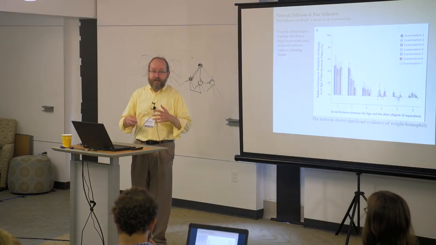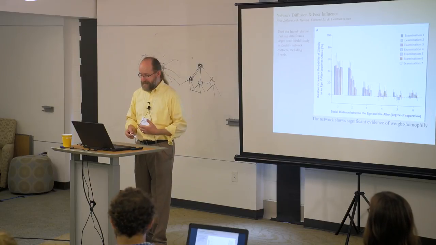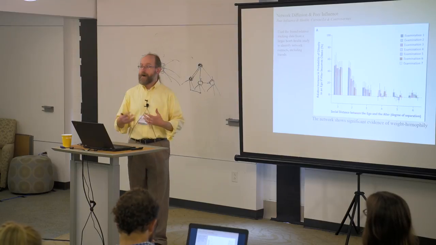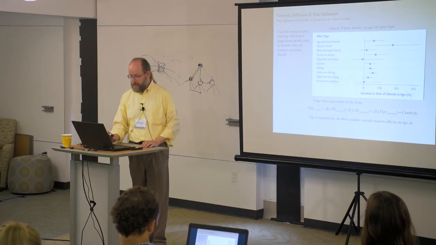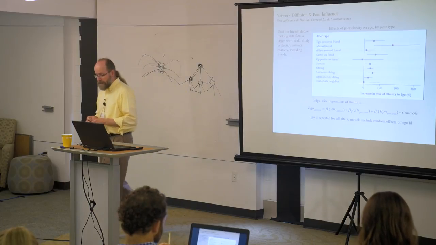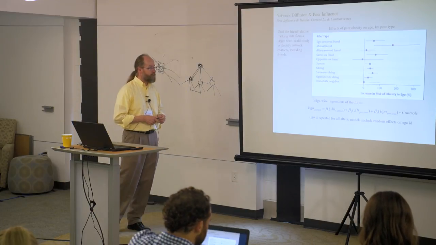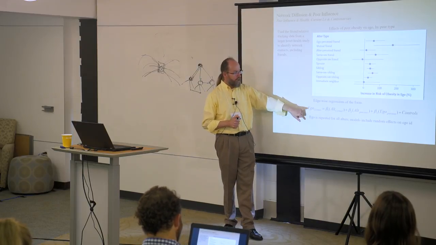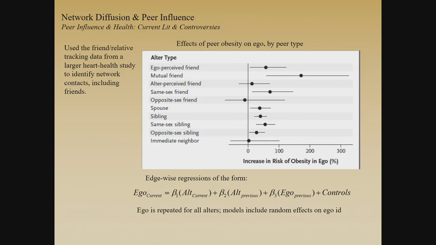It doesn't mean your friends make you fat, right? As the joke of this paper came to be seen. And so instead, what we'd like to do is model this association in some way that we can tease that out a little bit. There are a couple things that they did. The way they ended up estimating this, there are two types of models in the paper. The first one is what I refer to as an edgewise regression. We take ego's current weight, and it's a function of alter's current weight plus alter's previous weight plus ego's previous weight plus a bunch of controls, right?